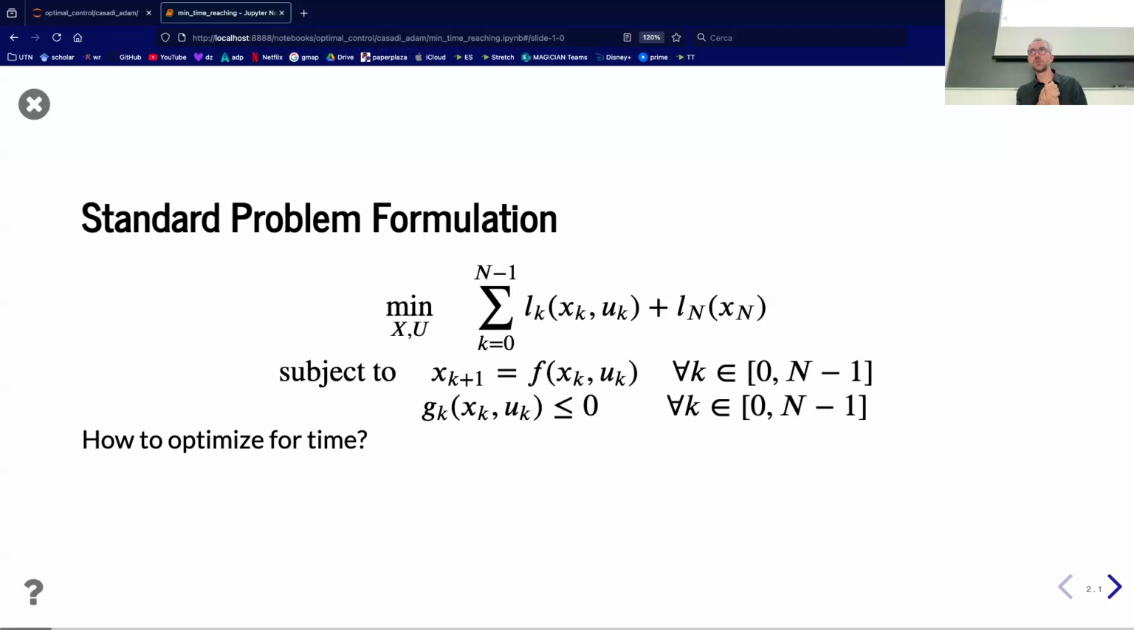Do you have any idea for how to do that? I'm not sure, usually it's a bang-bang controller. So the result of a minimum time optimal control problem is going to be a bang-bang control. But how do you get it with an optimization solver?